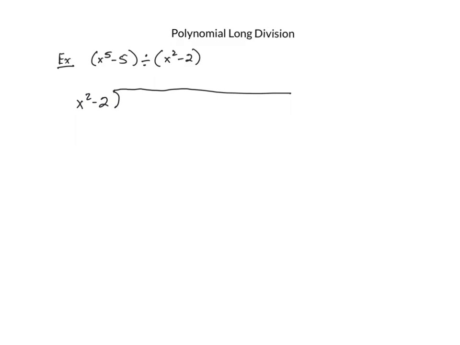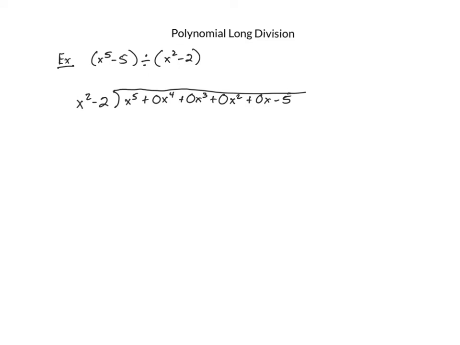But for the dividend, I do need to include any missing terms. So I have x to the 5th. I don't have an x to the 4th, so I need to include a 0x to the 4th and a 0x to the 3rd, 0x squared, a 0x, and then I have minus 5.